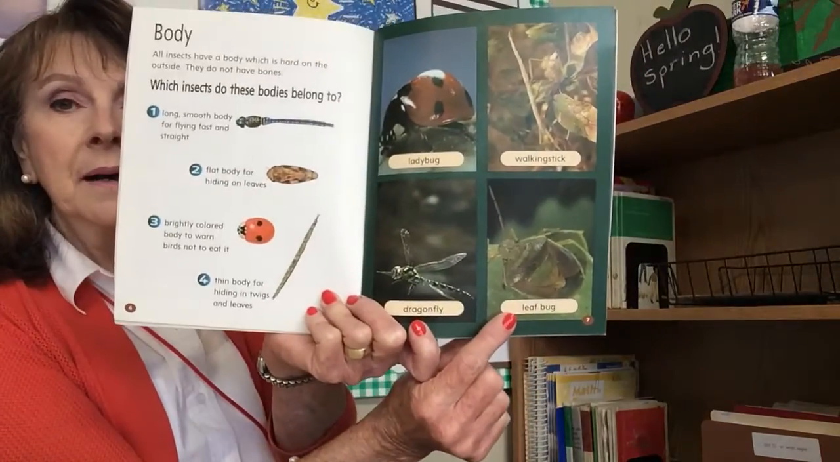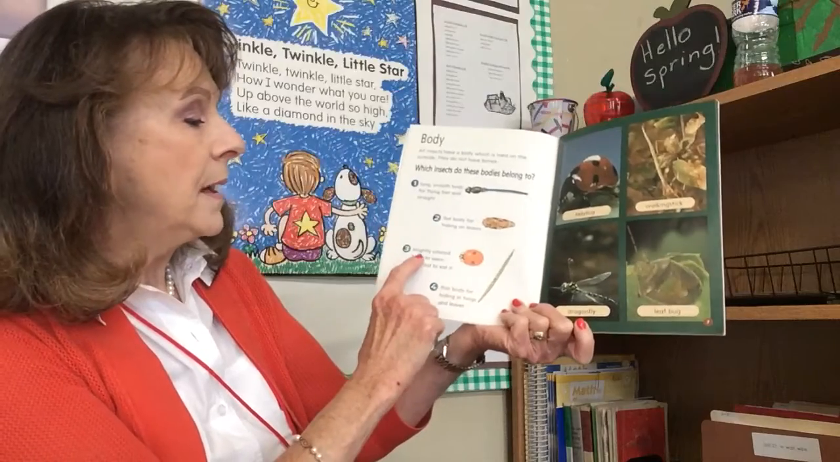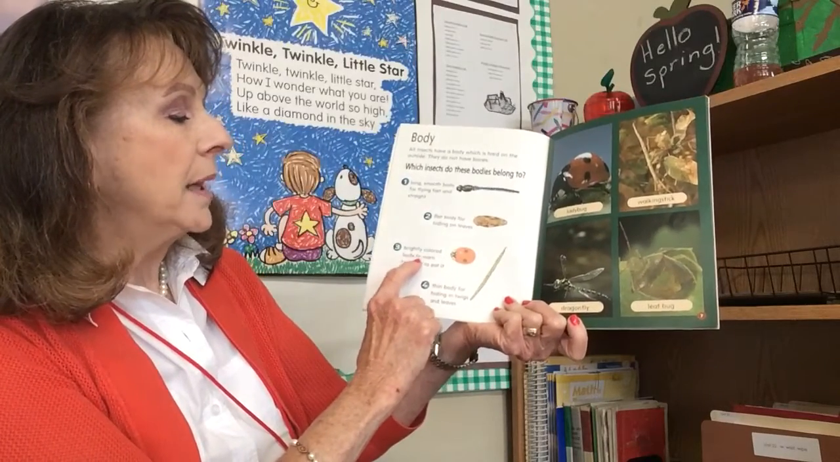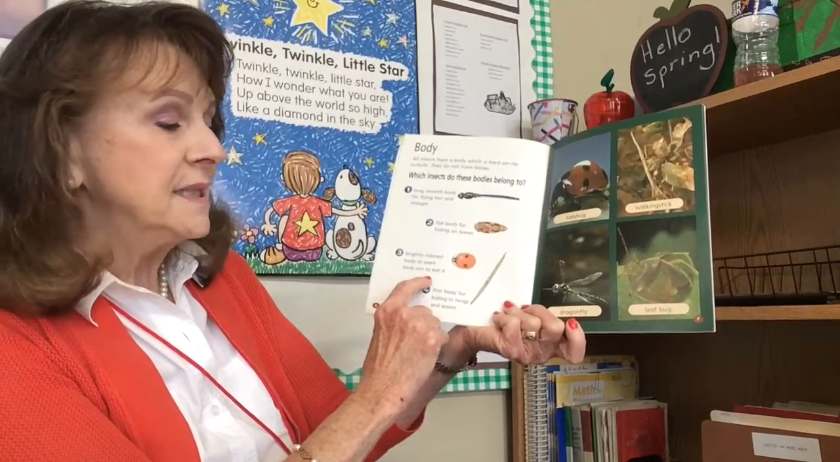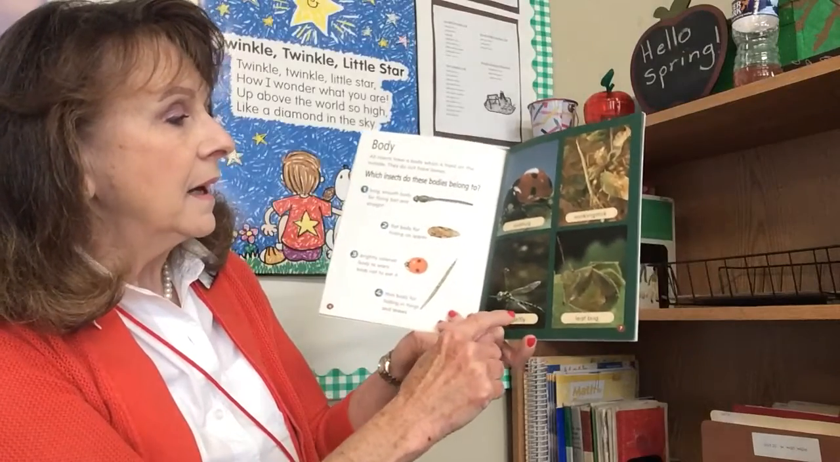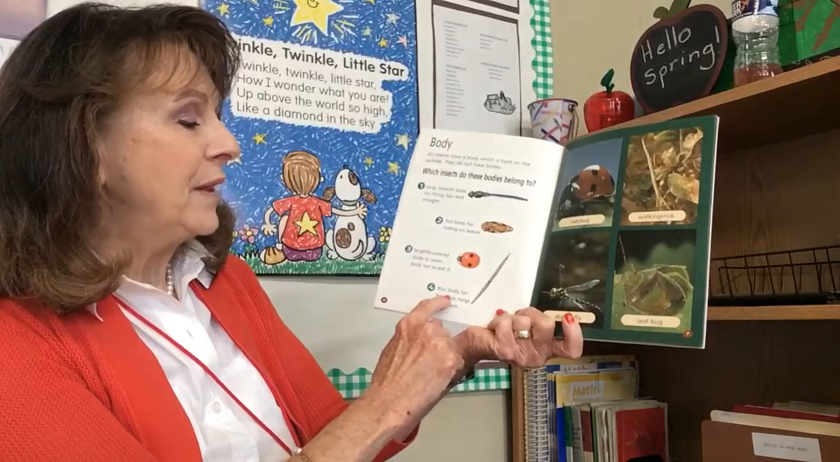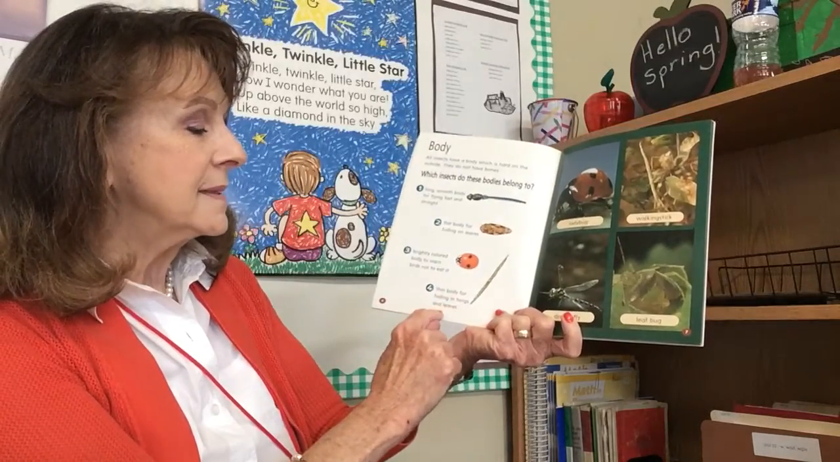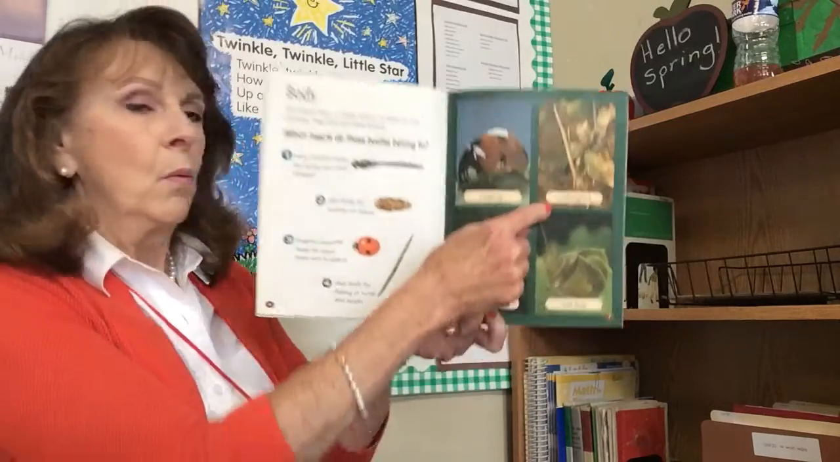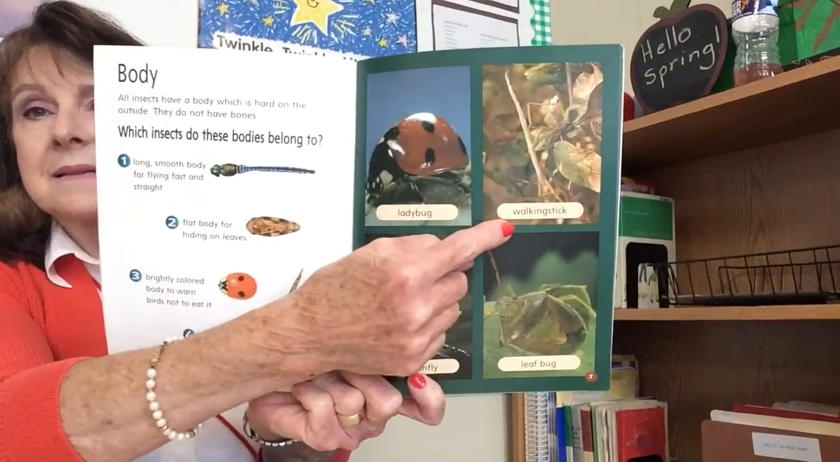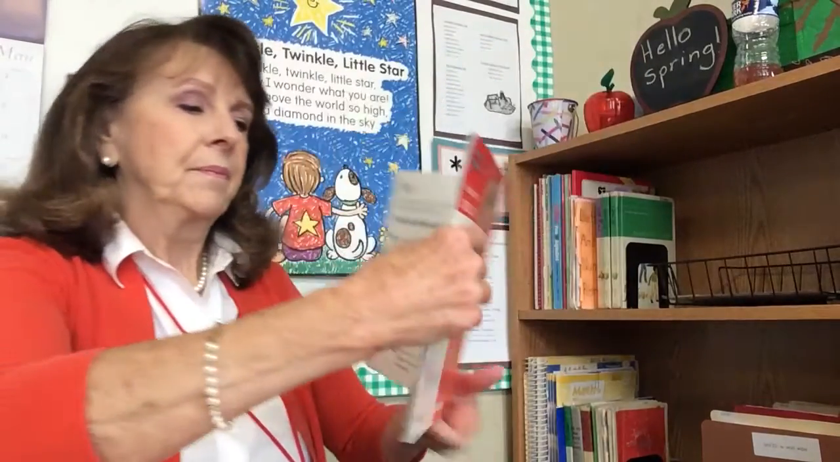That's a leaf bug. And then a brightly colored body to warn birds not to eat it. That's a ladybug. And then the last one, a thin body for hiding in the twigs and leaves. That is a walking stick. It looks like a stick, but it's an insect.